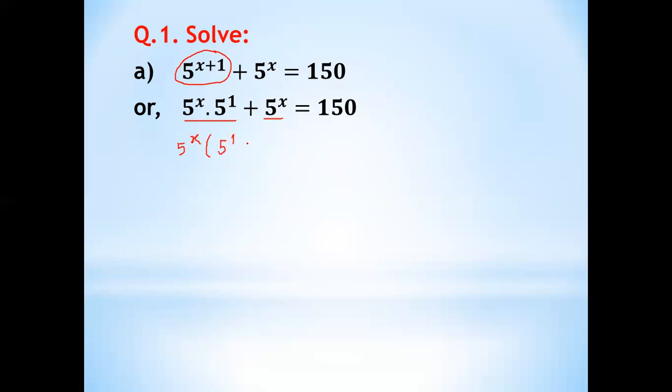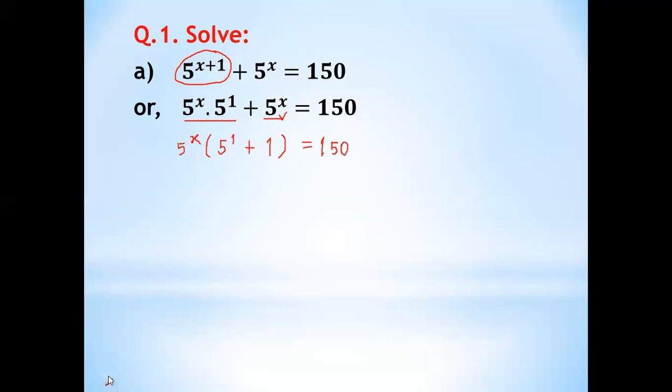It's a simple division process, plus when we take out 5 to the power x from this 5 to the power x, what will be the remaining? Yes, it will be 1. So when we take out 5 to the power x common from the left hand side, then 5 to the power 1 plus 1 will be there. Whereas the right hand side is already 150. There is no change.